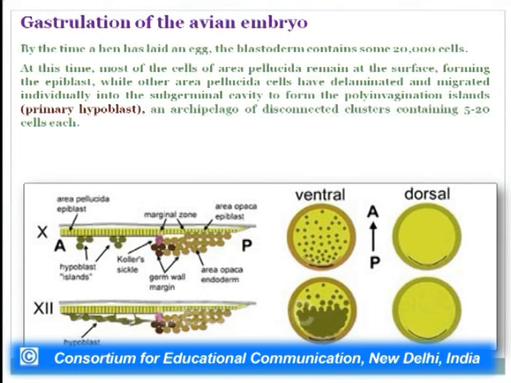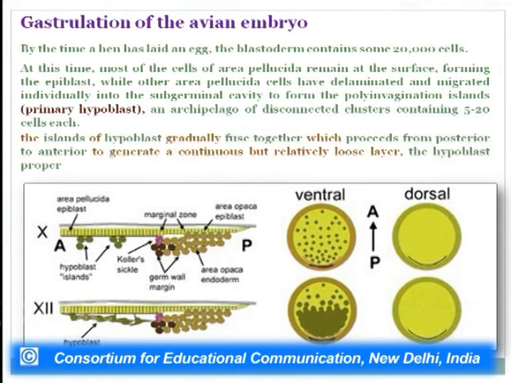By stage 12, these hypoblast islands start fusing together from posterior to anterior, forming a complete green mat, and this is termed the primary hypoblast. The islands of hypoblast gradually fuse together, proceeding from posterior to anterior to generate a continuous but relatively loose layer, which is also sometimes referred to as the hypoblast proper. So, this is how the primary hypoblast formation takes place.